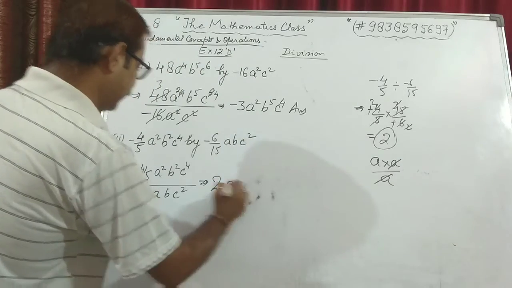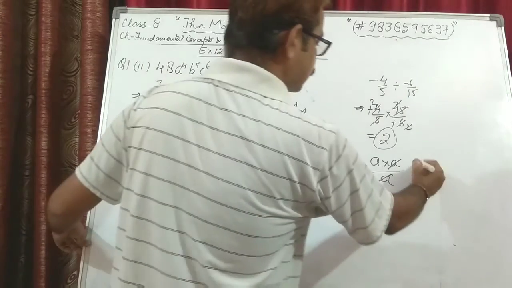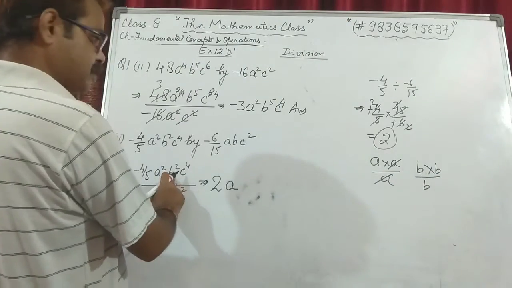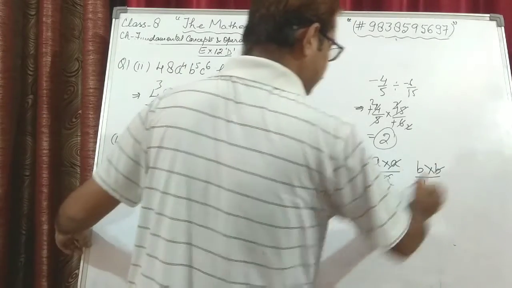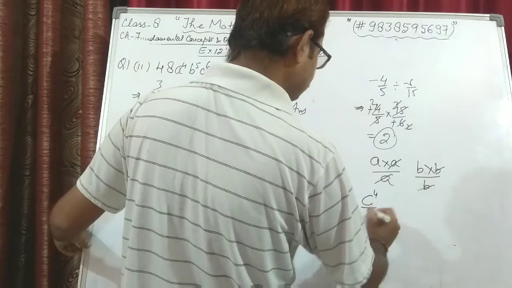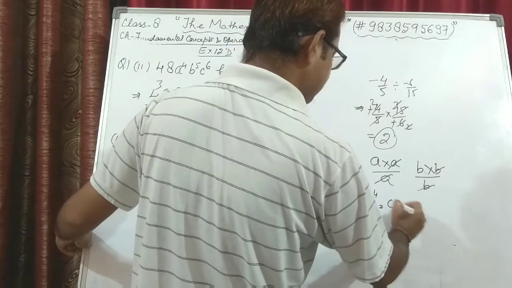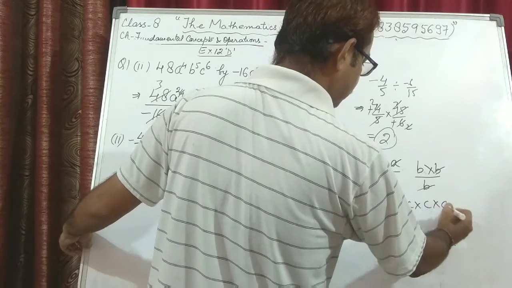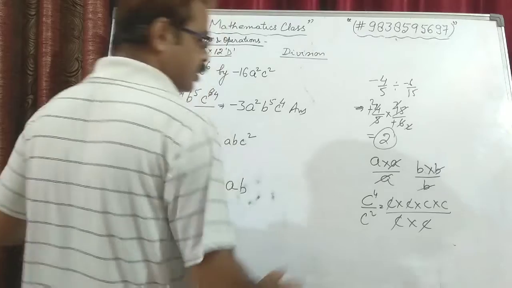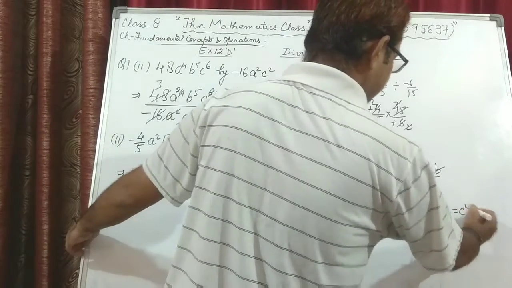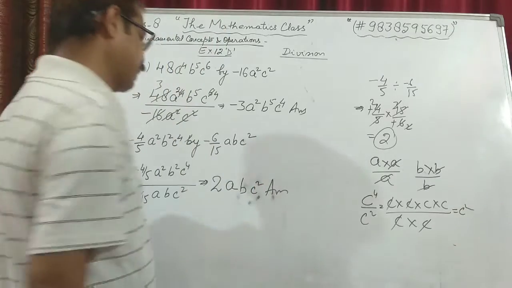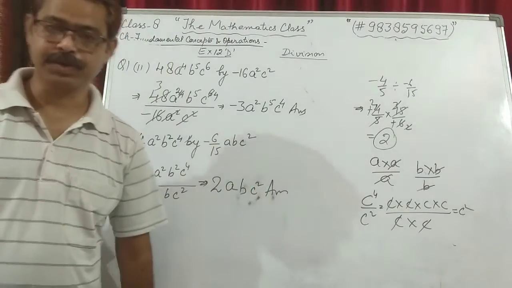So we'll get a. Now we talk about b square. B square can be written as b into b upon b. Now b into b is b square upon b. B and b cancel, we will get b. Similarly c to the power 4 upon c square can be written as c into c into c into c upon c into c. 4 c's and 2 c's over here, cancel 2. How much is left? C into c is left, that is c square. So we can write it as c square, that is the final value. Now we move on to the next question.